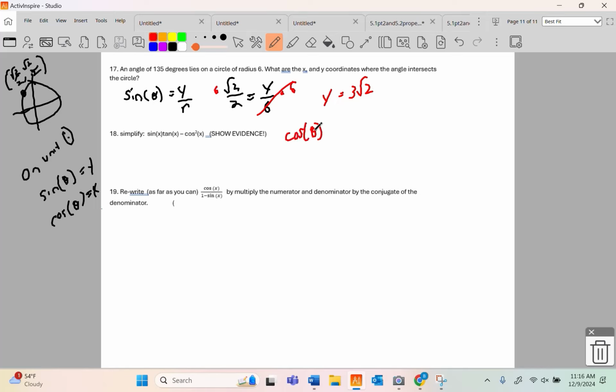Now, for x, I think about cosine being x over r. I start plugging in. Cosine is going to be this negative root 2 over 2. It's going to be equal to x over 6. And I do the same exact procedure. I multiply both sides by 6. I get negative 3 root 2 is x. So my ordered pair is negative 3 root 2, positive 3 root 2.